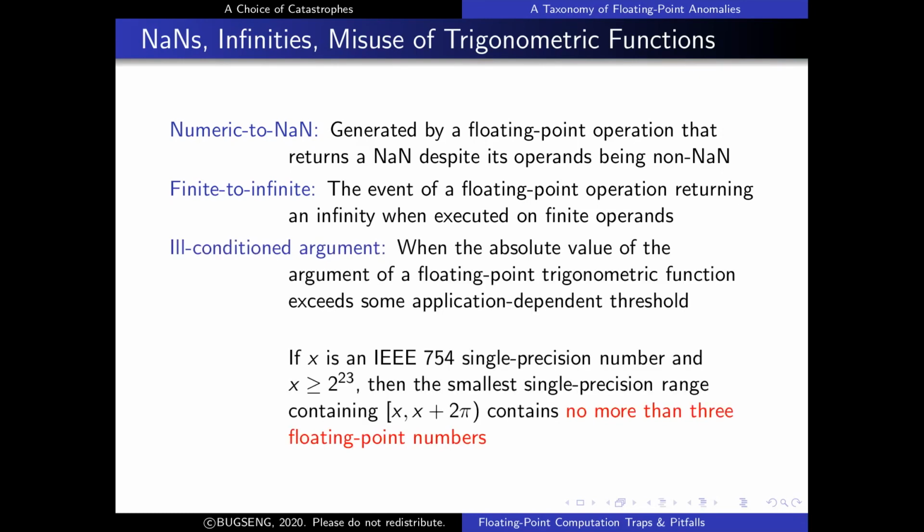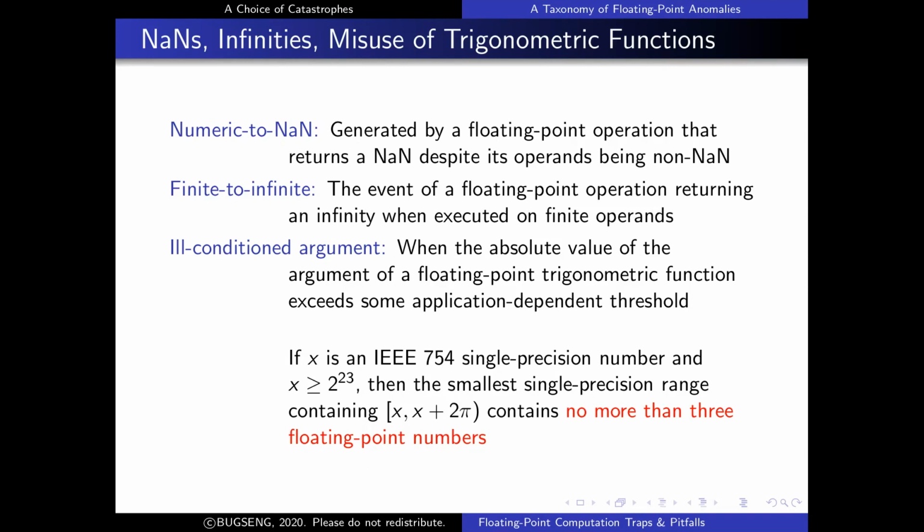Another problem very few people are aware of is called ill-conditioned argument. It's when you call a trigonometric function like sin, cos, or tan with a value that is too large. Why is this a problem? The problem is that floating point numbers are dense, not from the mathematical point of view, but there are more floating point numbers near 0. As soon as you go away from 0, you have less and fewer floating point numbers.